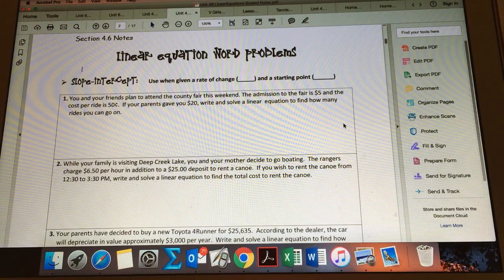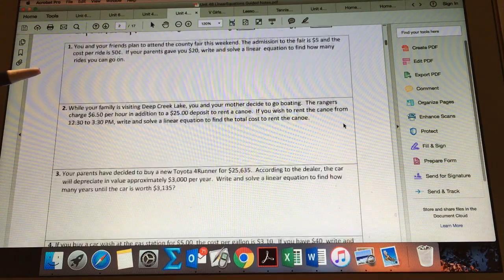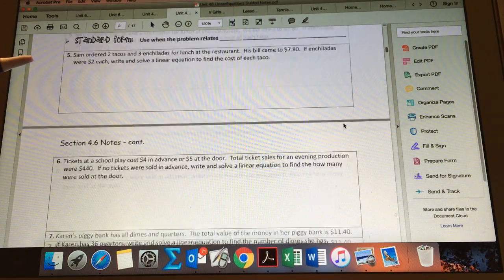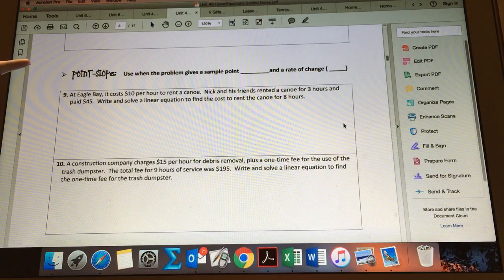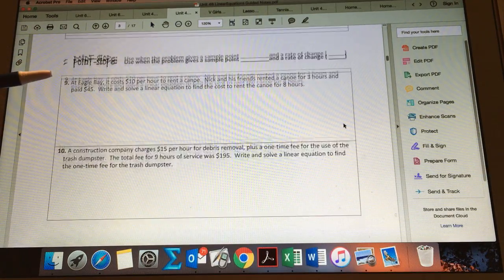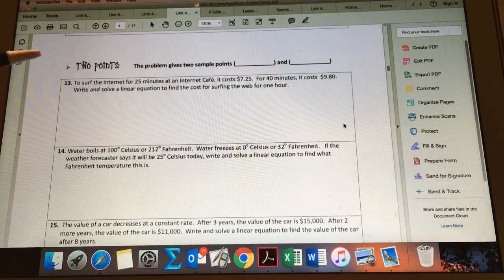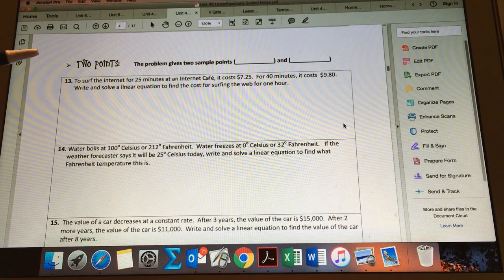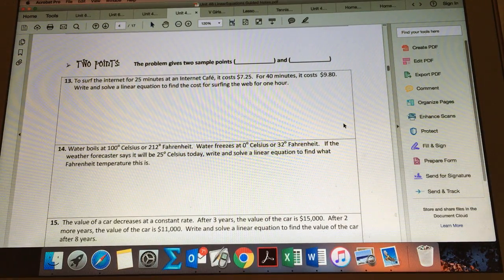In my first video, we went over slope-intercept form, standard form, and point-slope form. So in this video, we're going to be going over when you're given 2 points in a word problem rather than one of those other setups.